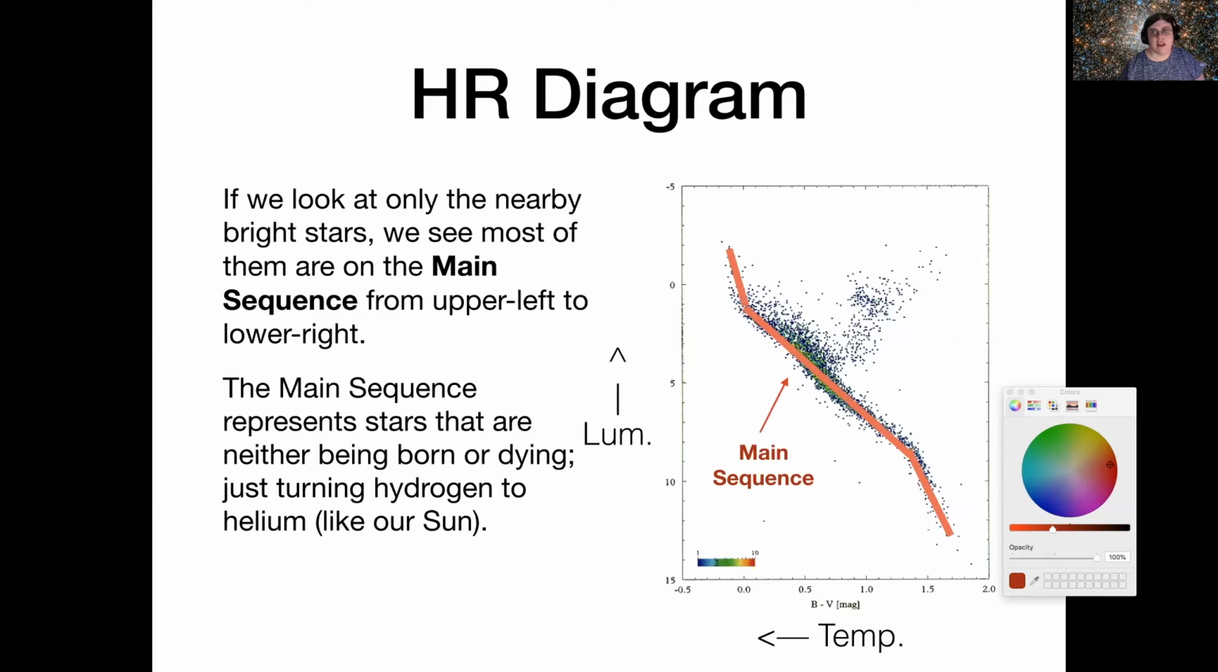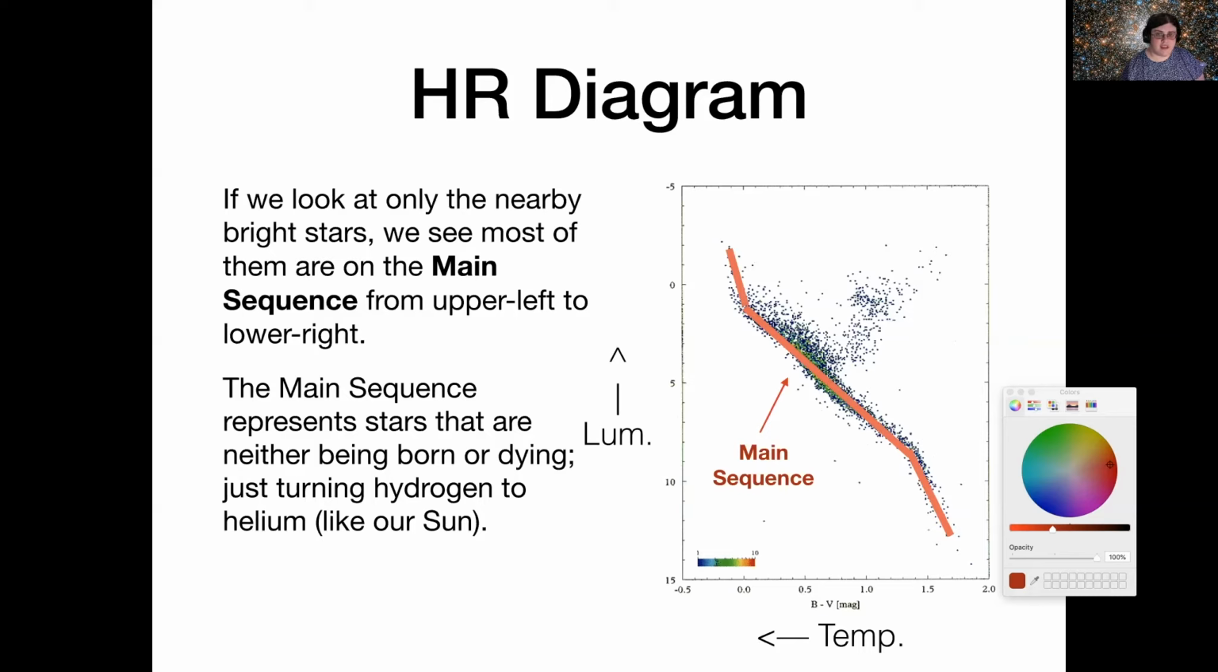So if we only look at nearby stars, this is just a random sample of stars in our neighborhood of a certain brightness, so of a certain apparent magnitude. Now you can see that most of them were on that main sequence, which I've highlighted in red. They run on a line from upper left to lower right. And it's not a perfectly straight line, but it's still clearly a line. And it's got some width.